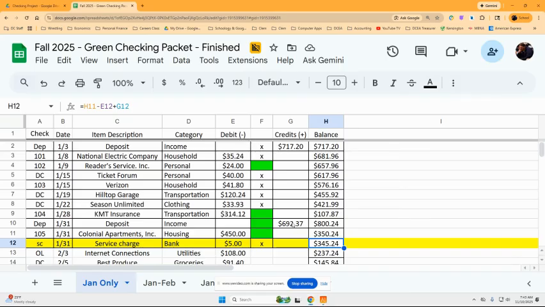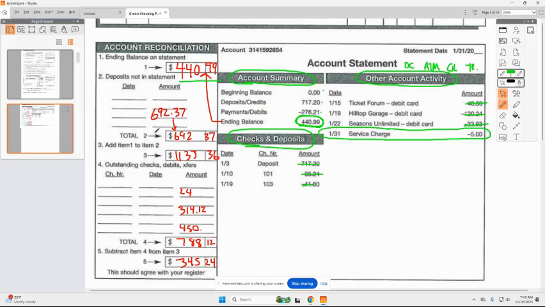So we think we've got $440.99. We noticed there was one deposit we made that didn't make it to the bank, so we go ahead and throw that in the outstanding deposits. Deposits not shown on the statement. Add those two together, and we get $1133.36.